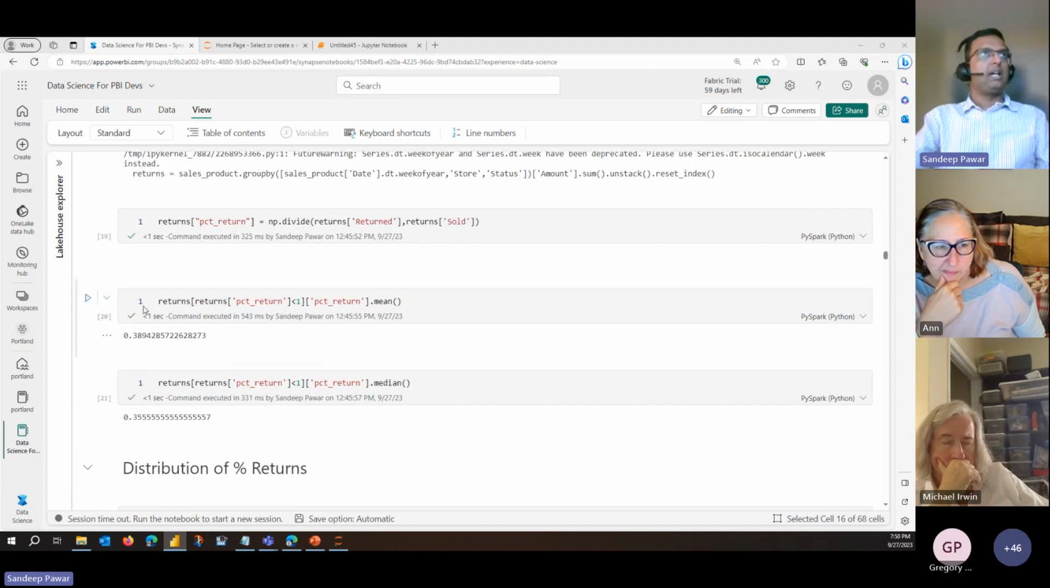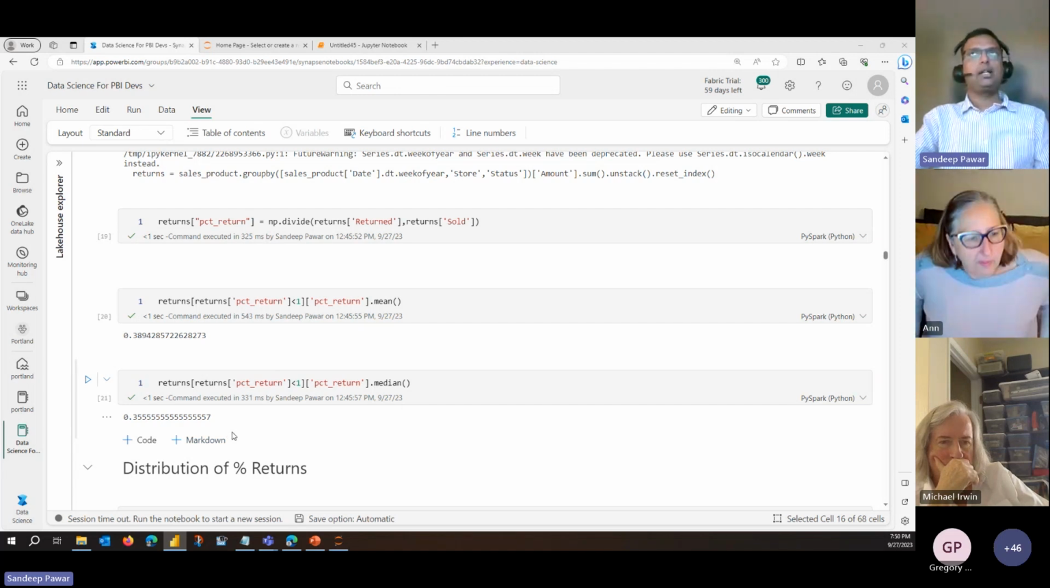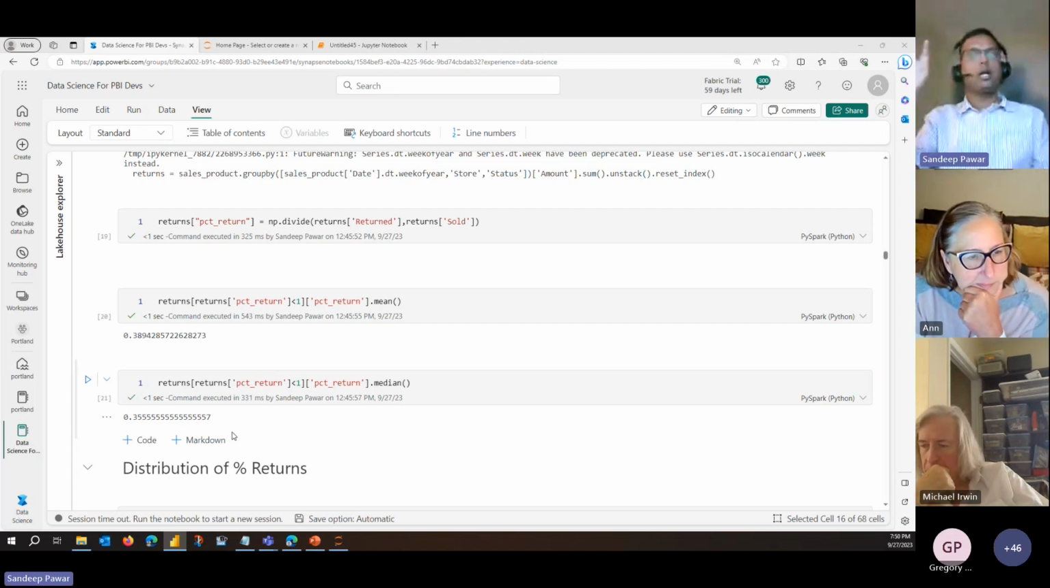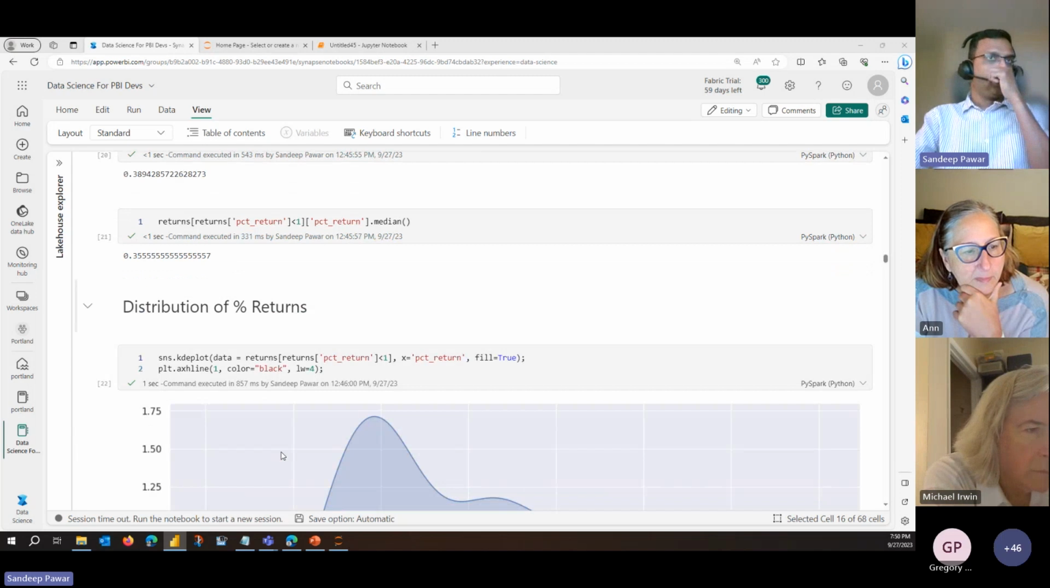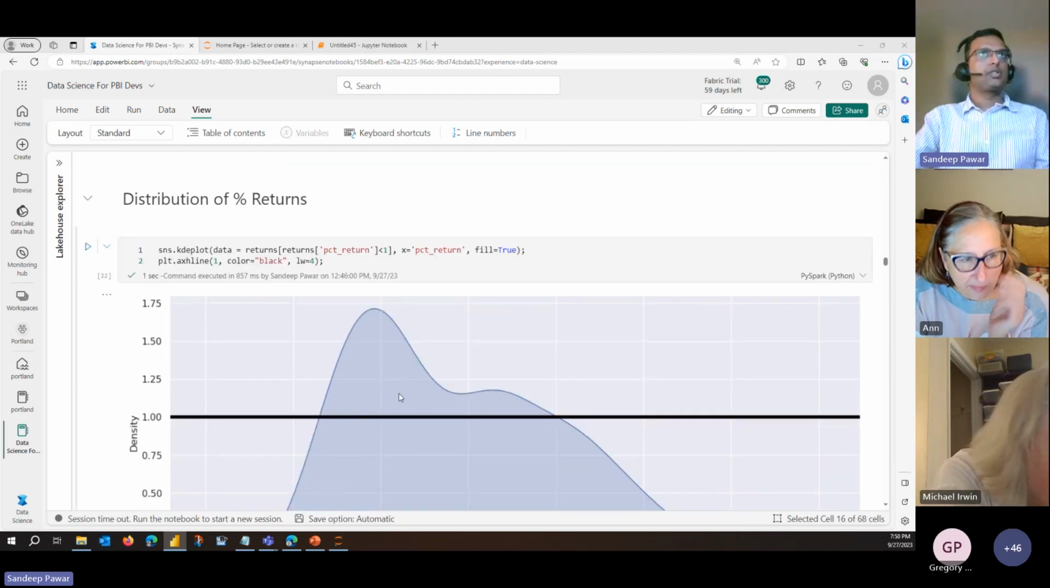In this case, I calculate the mean return. It's about 39%, and the median is about 36%. So that's my first clue that the two are not the same, which means there is some uncertainty in the data. There is some spread in the data that I need to look at a bit more. Which means there is some distribution. So let's look at just the distribution of the data.